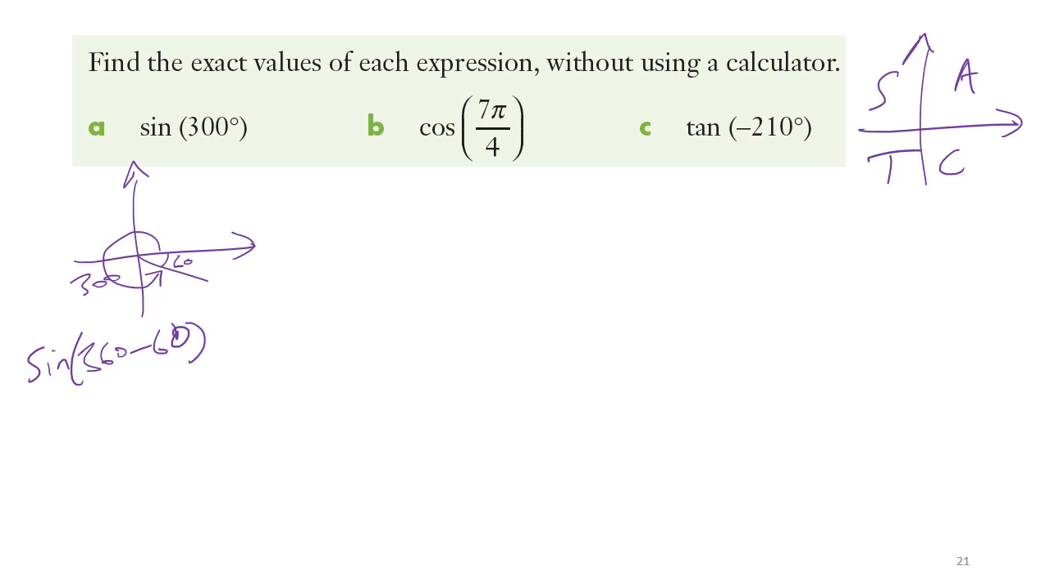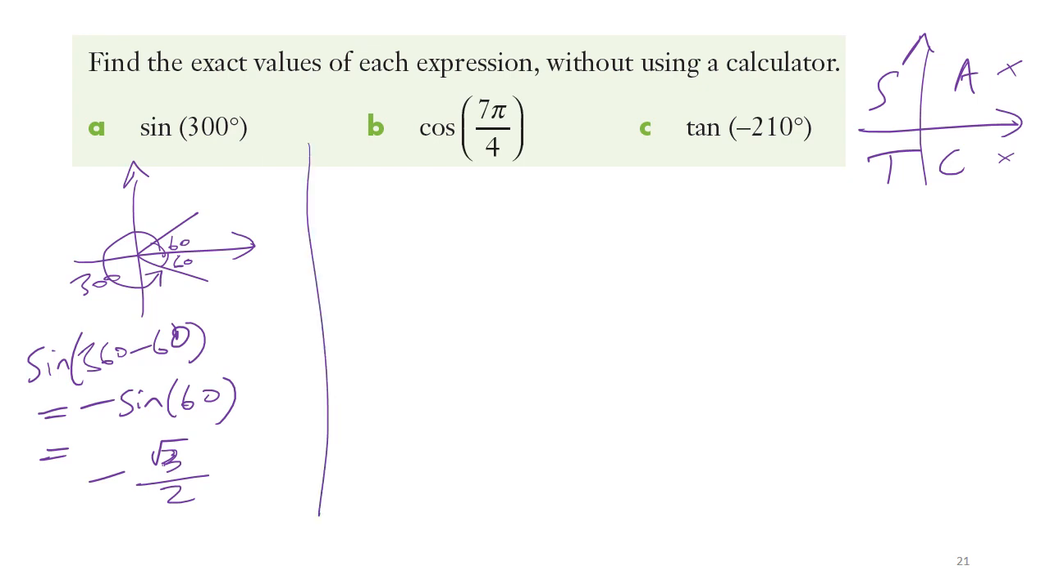So I want to express it in terms of 60 degrees in the first quadrant. So look at the CAST diagram. Sine would be negative here. Sine would be positive here, which means the sign would flip, which means I'm going to end up with negative sine 60 degrees. What is sine 60 degrees? It's root 3 over 2. And remember the negative sign. So my answer would be negative root 3 over 2. This would be in your non-calculator exam, so you need to know that.